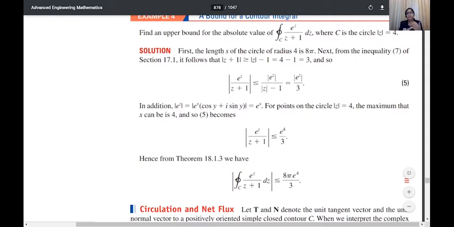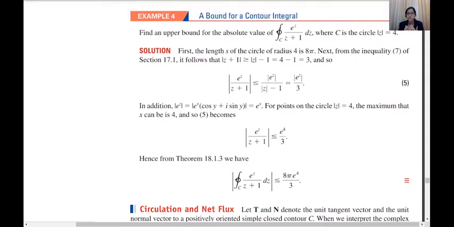Okay, so we are given the function f(z), and we are given the curve C, the circle |z| = 4. So what do we need? We need to find the bound of f(z), that is, the modulus of f(z). Here f(z) is e raised to z by z plus 1. So what is the modulus of e raised to z divided by z plus 1? What is that value we have to determine?